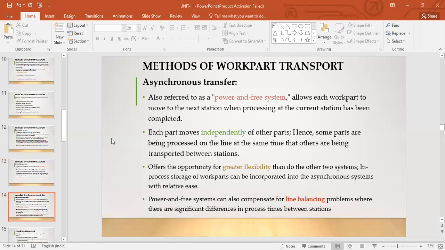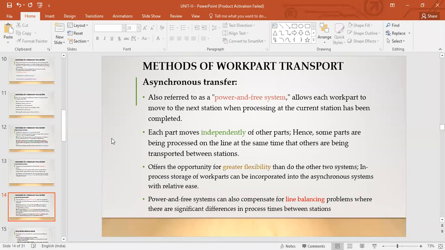And then asynchronous transfer, also referred to as a power and free system, allows each work part to move to the next station when processing at the current station has been completed. Each part moves independently of other parts, hence some parts are being processed on the line at the same time that others are being transported between the stations. So they move independently, right? That's why you have this name called asynchronous transfer.